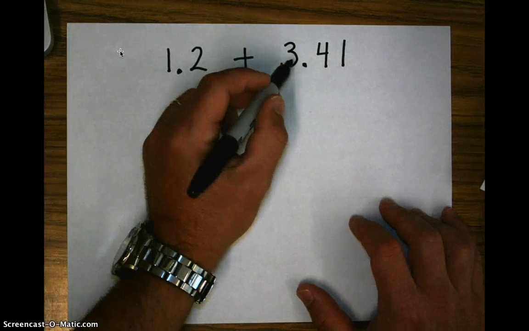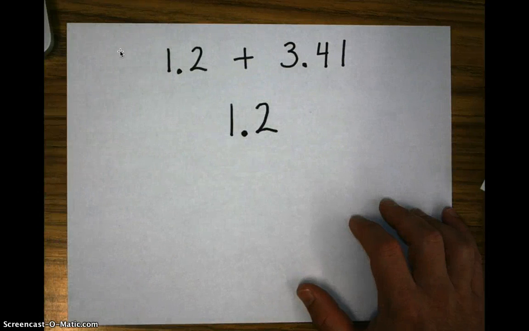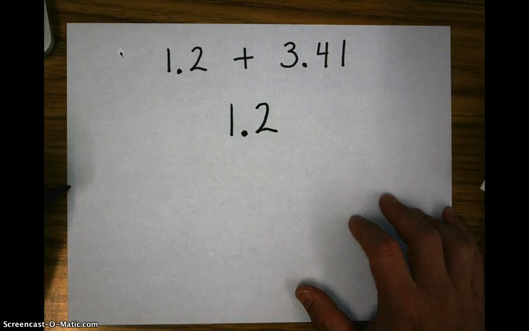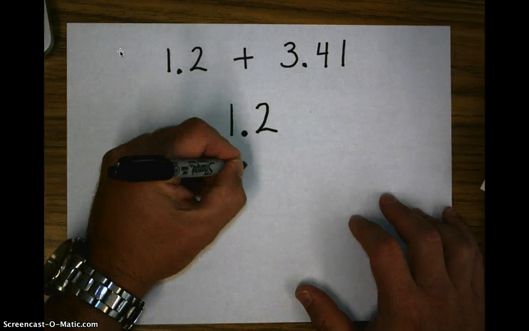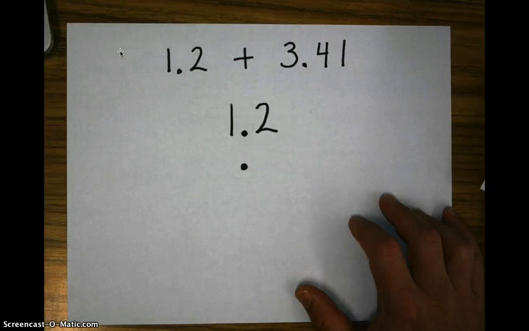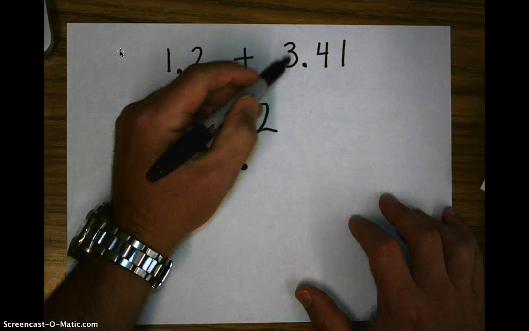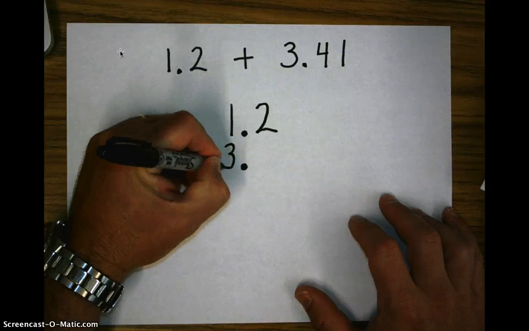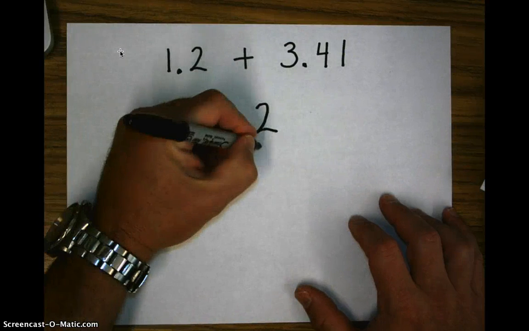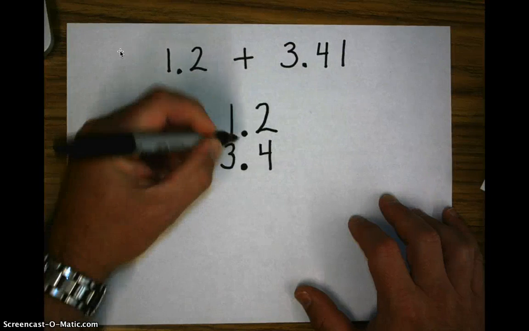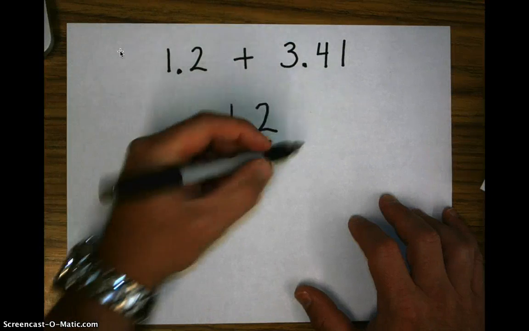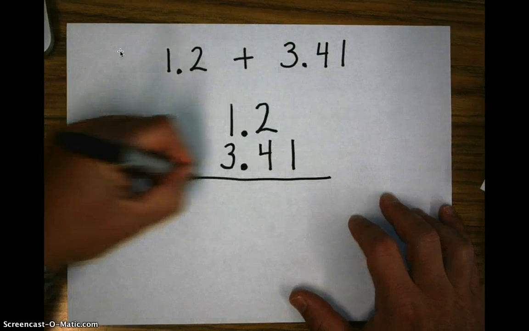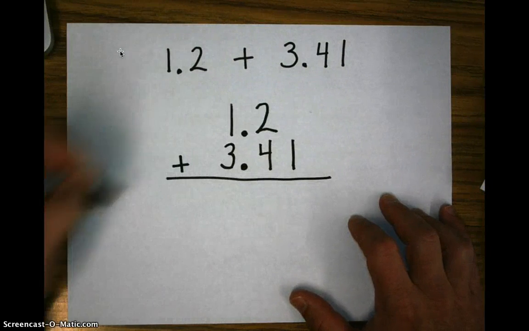Now, I need to line up my decimals. Most important thing when adding or subtracting decimals is line up your decimals. So first thing I'm going to do is just stick my decimal right under it. Now I look and say, okay, what's in front of my decimal? There's a 3. What's behind my decimal? A 4. Notice I'm lining up my tenths and my tenths. And look, I have a 1 in the hundredths place. Put my line underneath and my plus sign.